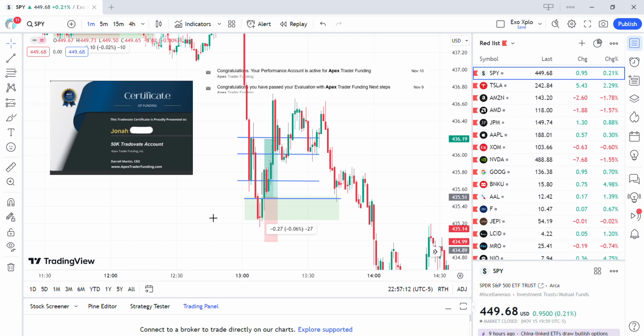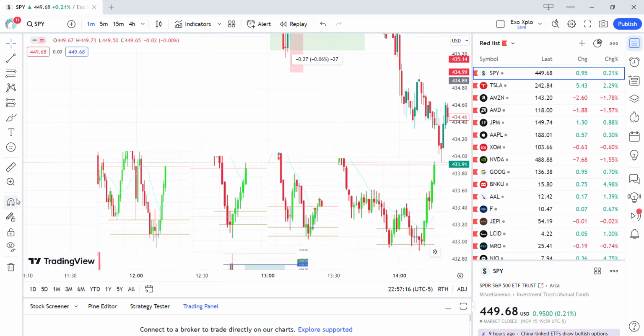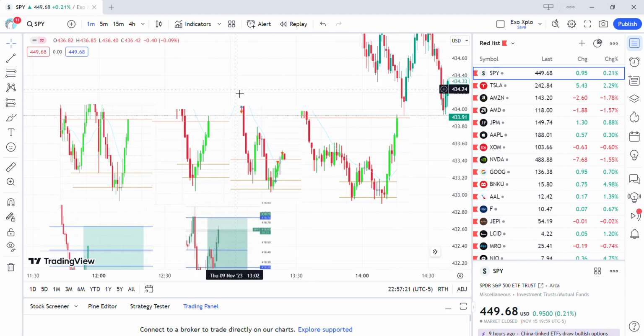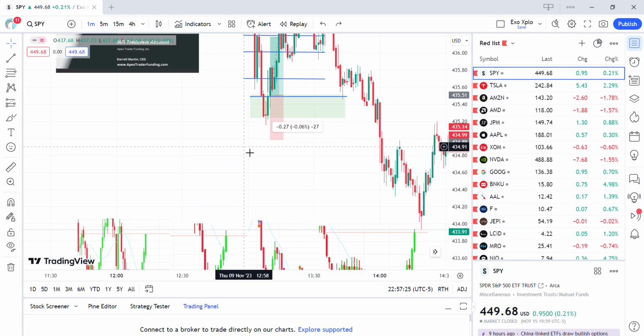There are some next steps, and so I'll talk about that really briefly, and then I've also got some setups that I took and that I paper traded as well, all to give me practice for this Apex 50k account.